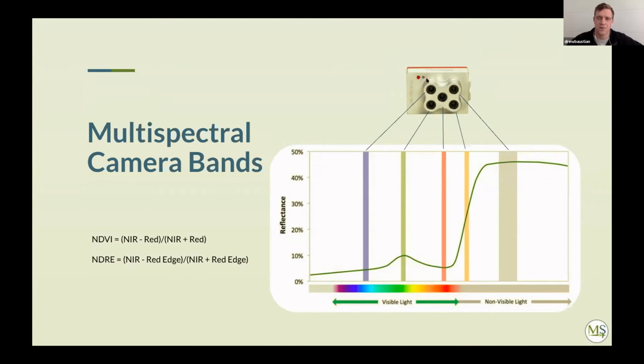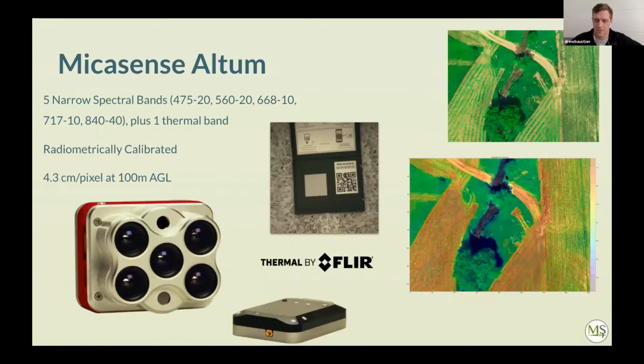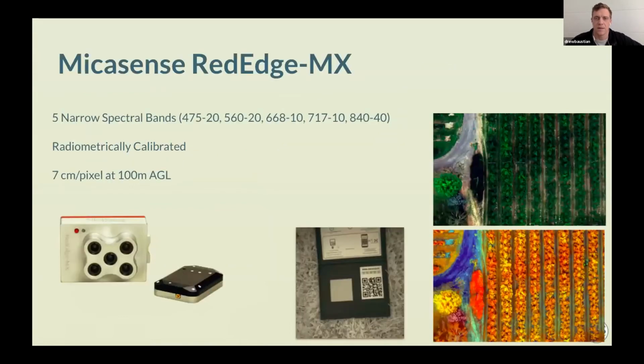So this right here is our Red Edge MX camera. It essentially has 5 spectral bands. We've got one at blue, at green, at red, at red edge, and then at near infrared. We're basically capturing those 5 points along the plant's reflectance profile to better understand what's going on in a plant canopy. So that's one of our products, the Red Edge. It's 5 spectral bands.